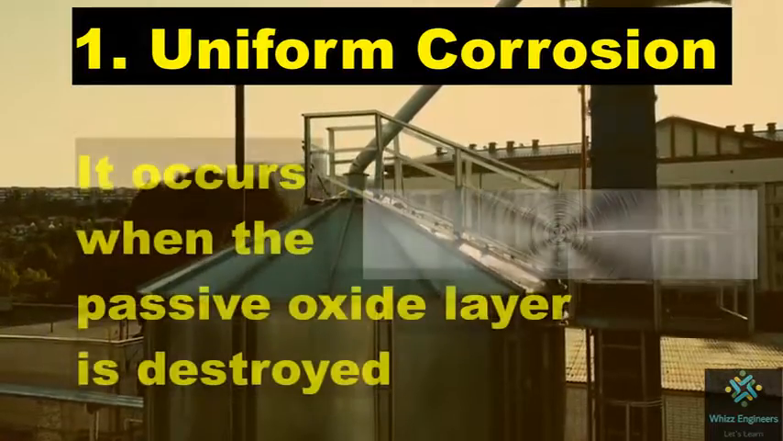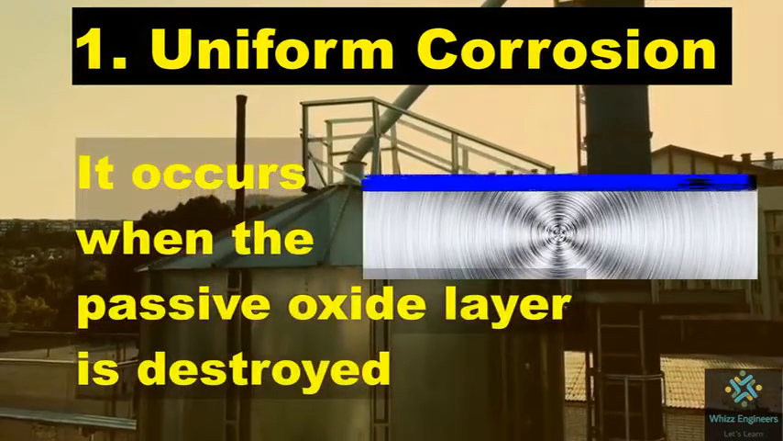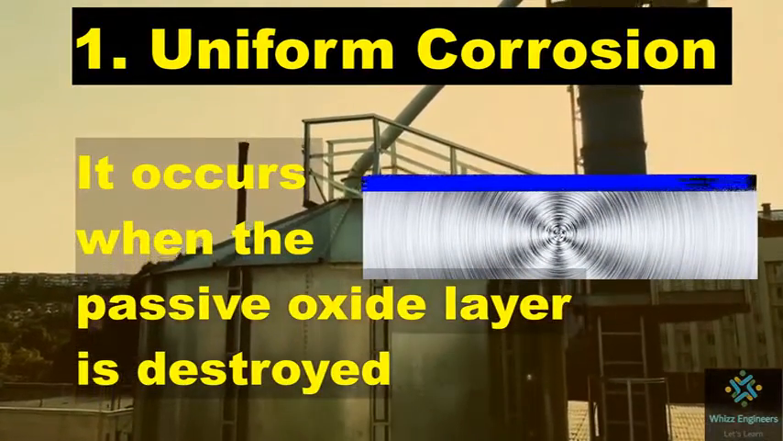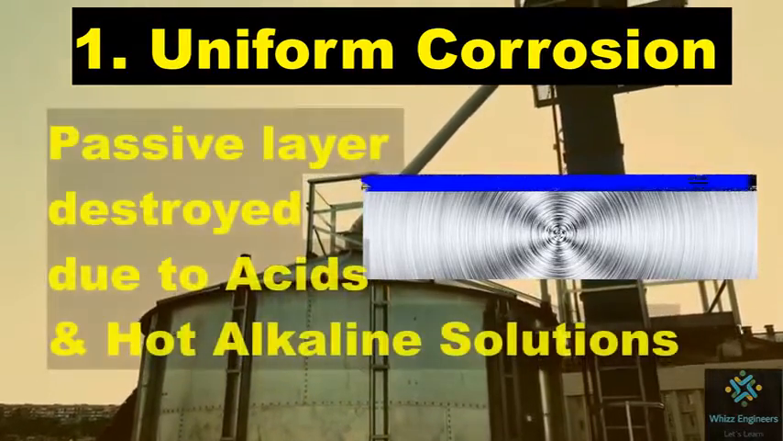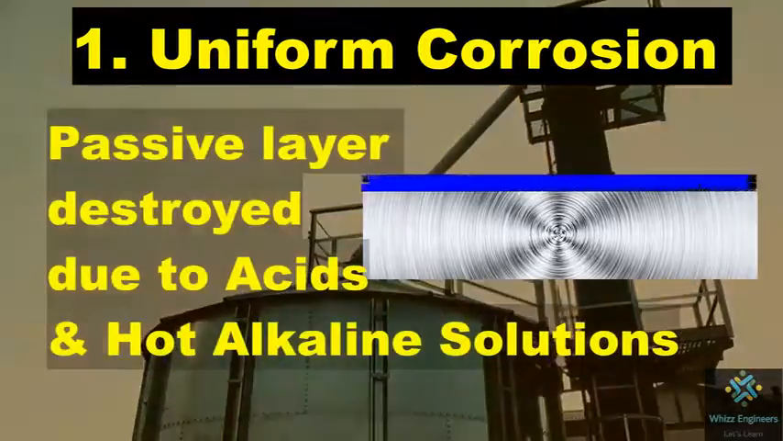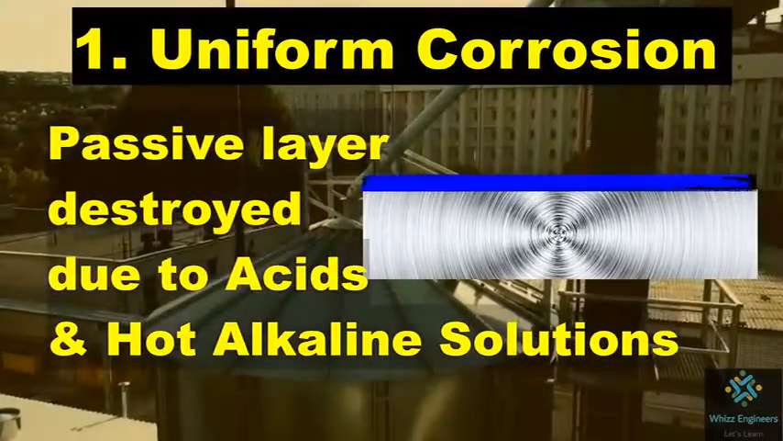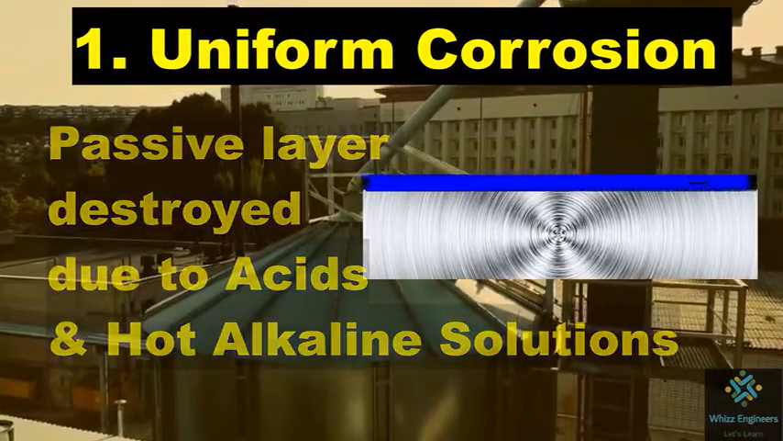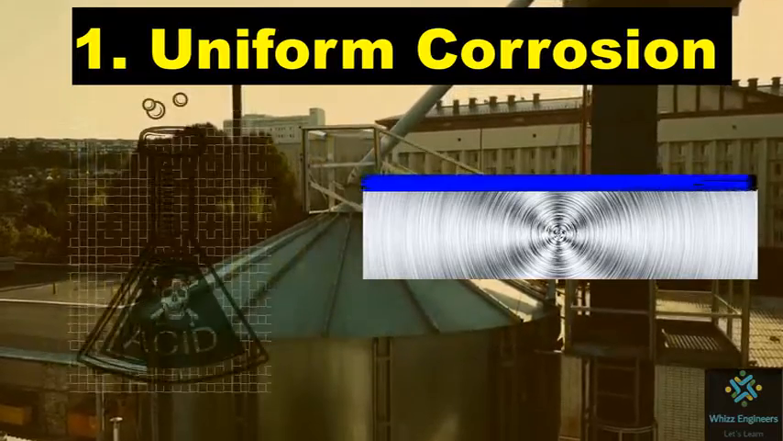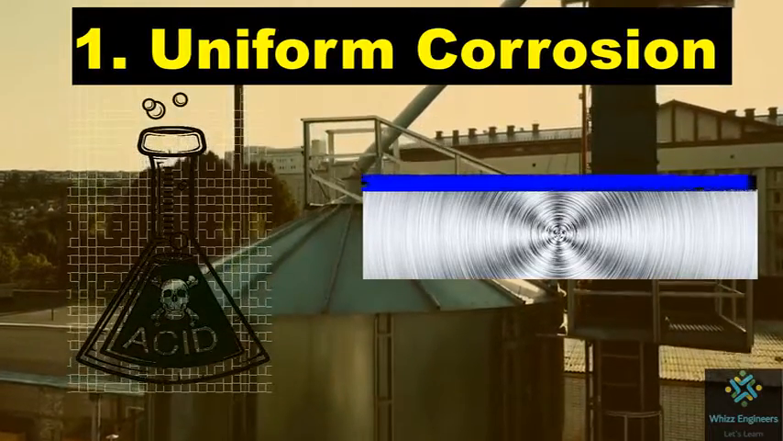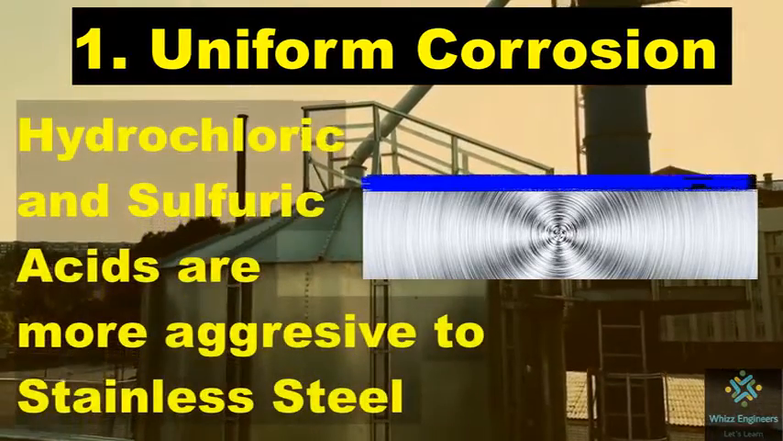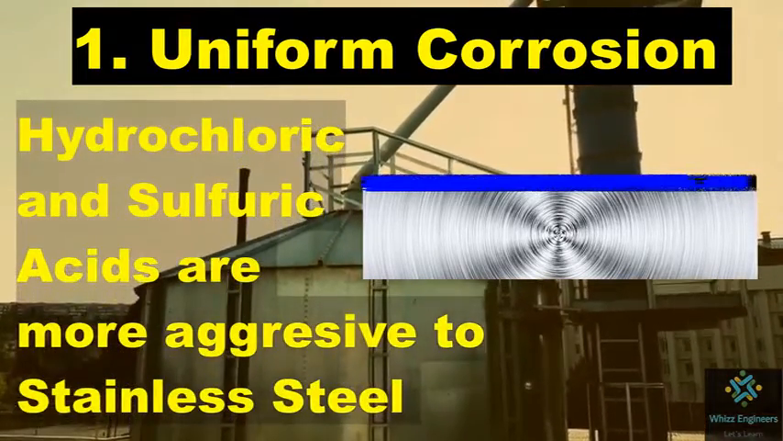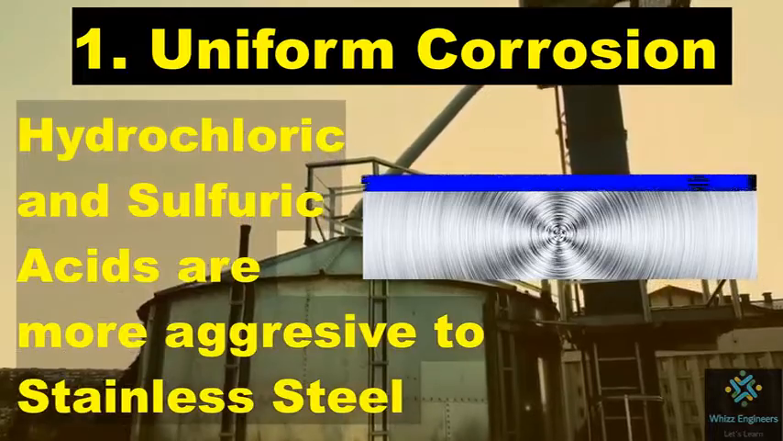Uniform corrosion occurs when the passive layer is destroyed on the whole or on a large part of the stainless steel surface. So this passive layer of chromium oxide is destroyed due to acid or hot alkaline solution. Depending on the concentration and temperature, acid attacks the surface of the stainless steel. Hydrochloric and sulfuric acid at some concentrations are more aggressive towards stainless steel.